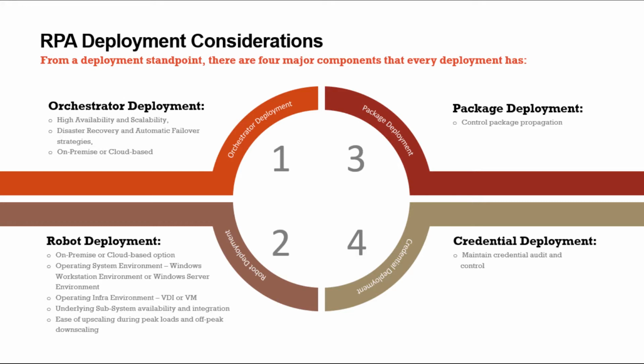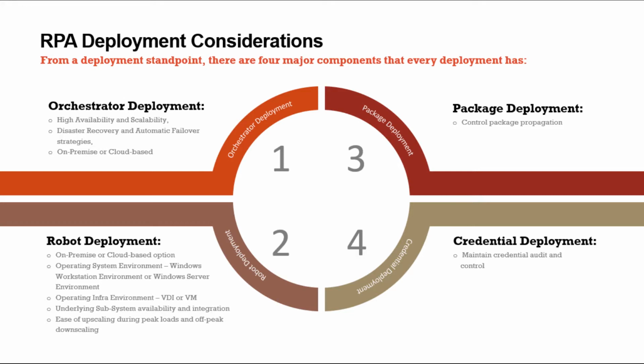There are 4 pieces to enablement. First is the orchestrator deployment, whether it's going to be on-prem or on-cloud, disaster recovery, high availability, and what is the kind of scalability that is required. For example, you have 700 robots today, and you have to scale up to 900. What is the kind of strategy that you are going to apply, and things like that.